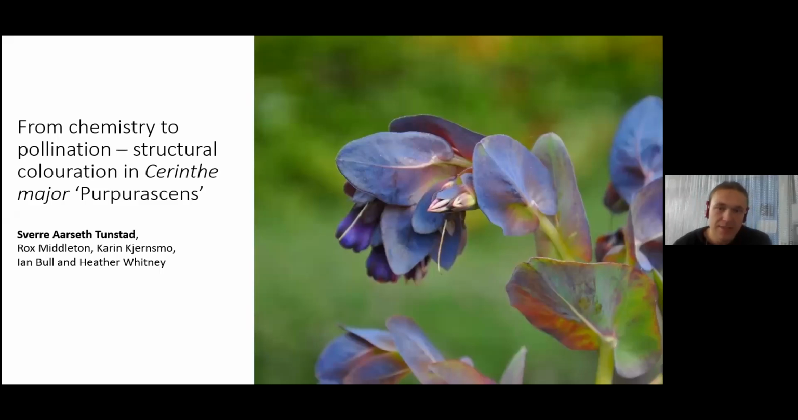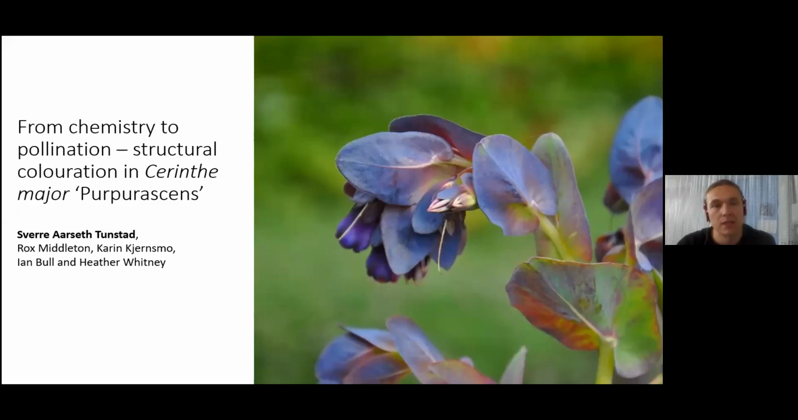The genus Cerinthe is found all around the Mediterranean, but this plant in particular is closely situated around Gibraltar. However, it's very popular in the UK, in gardens and such, and that's probably due to this very strong color.